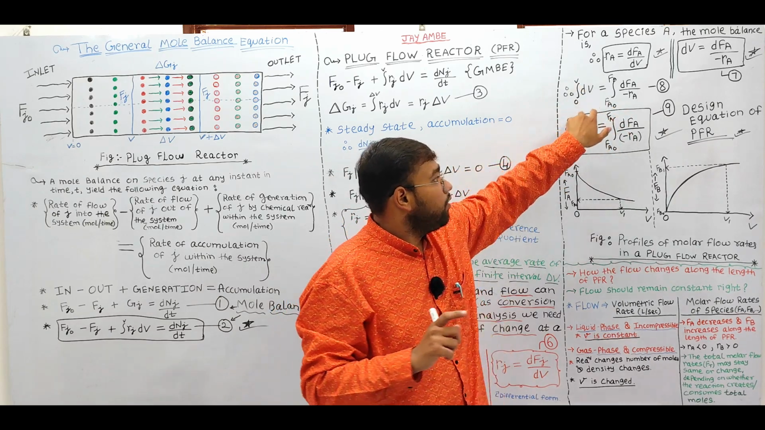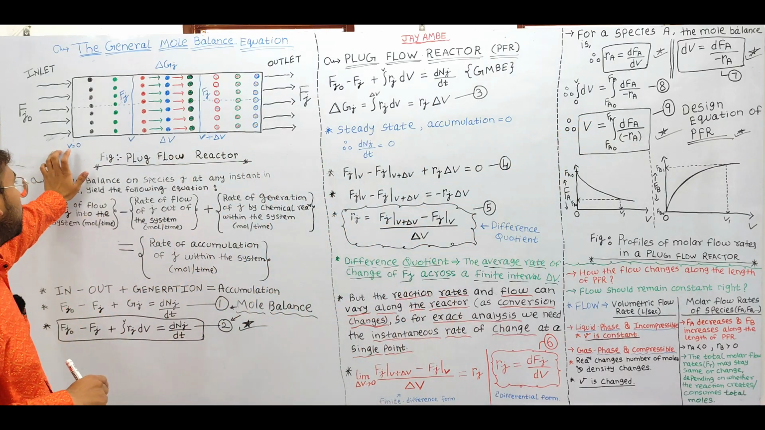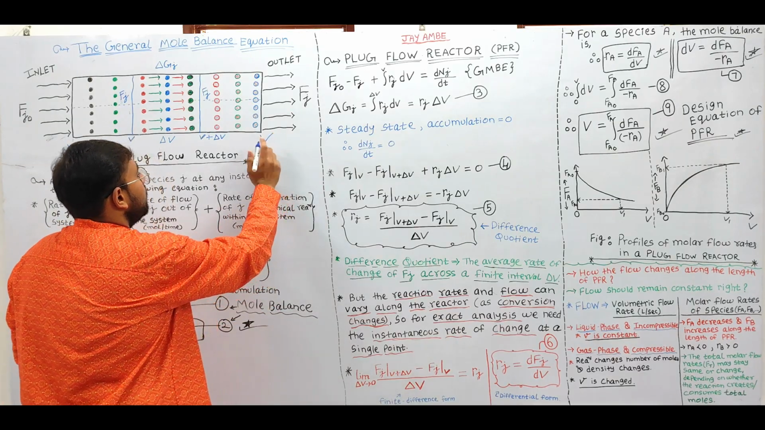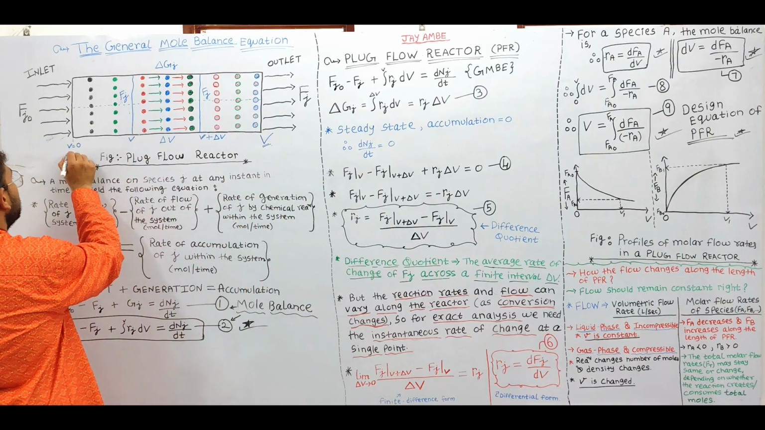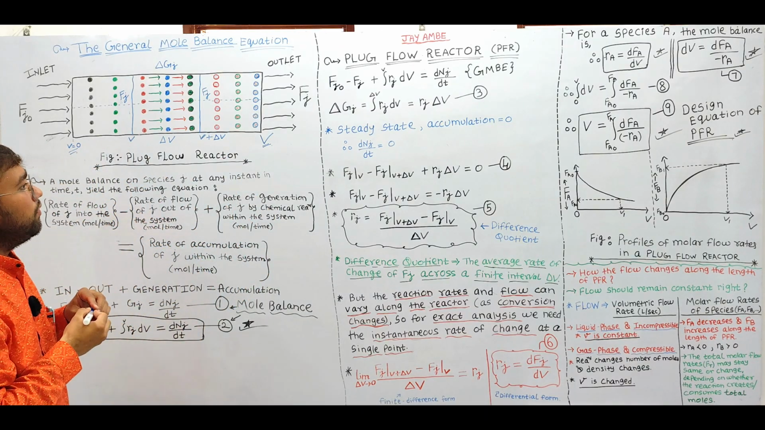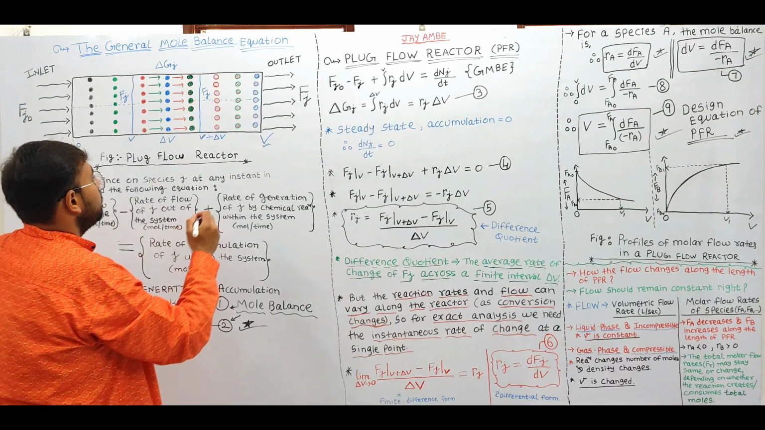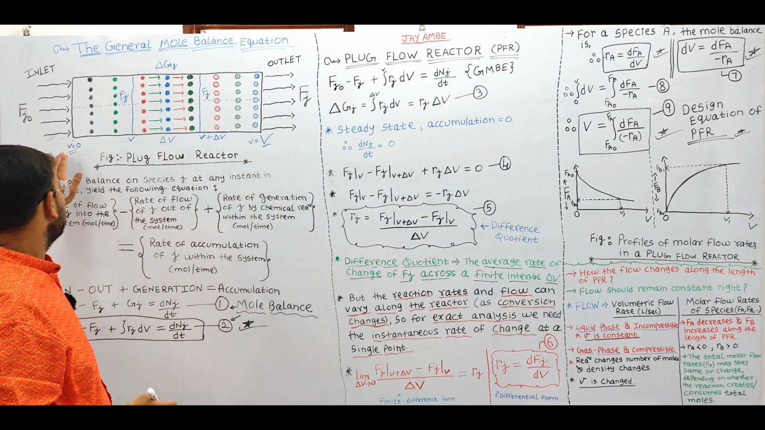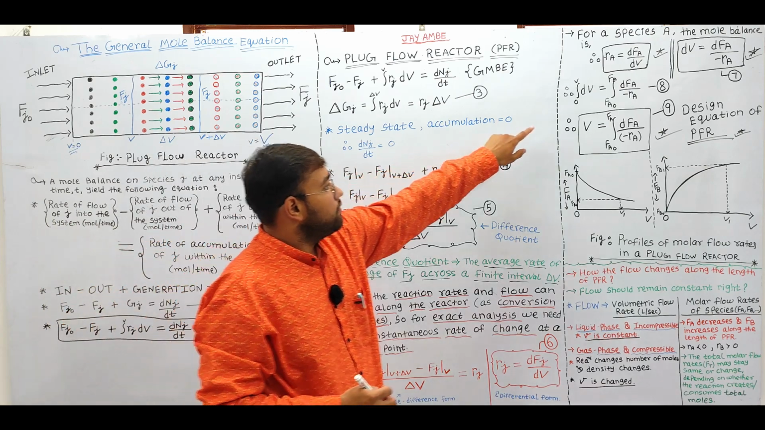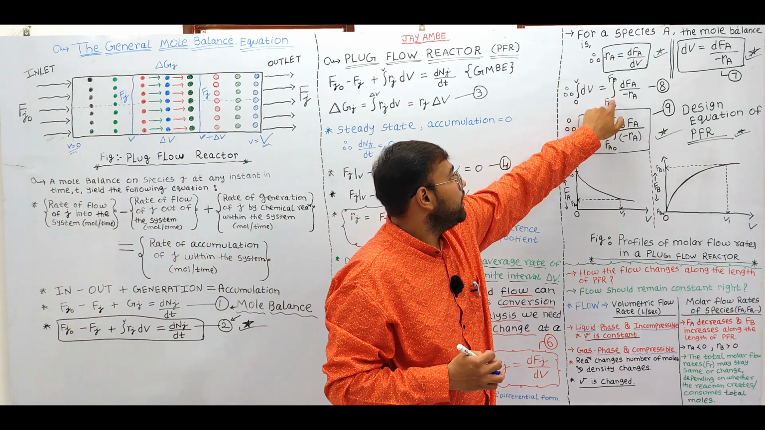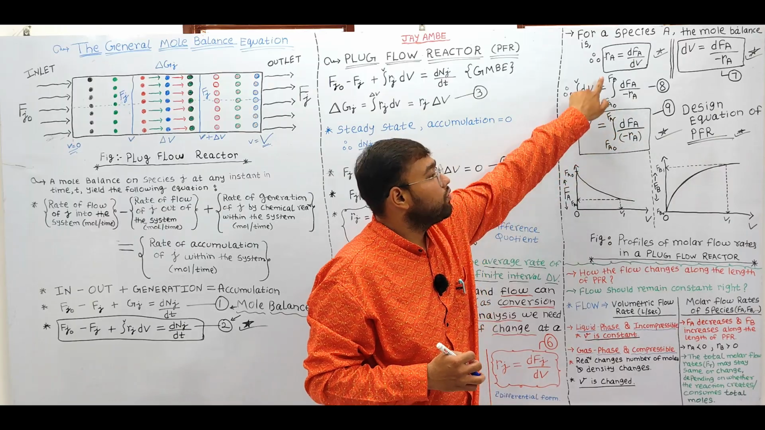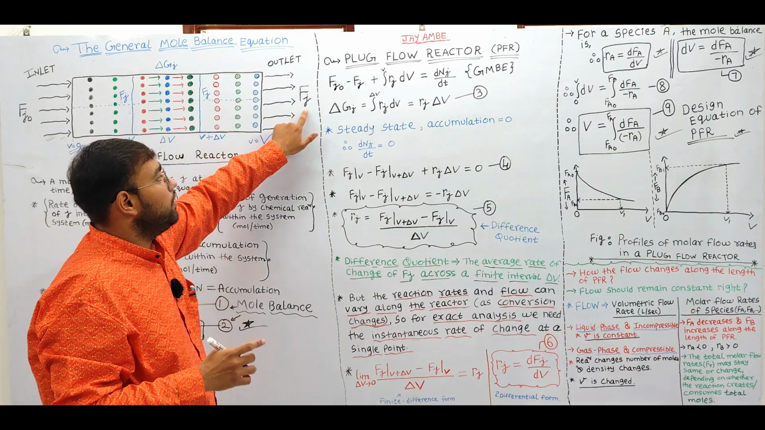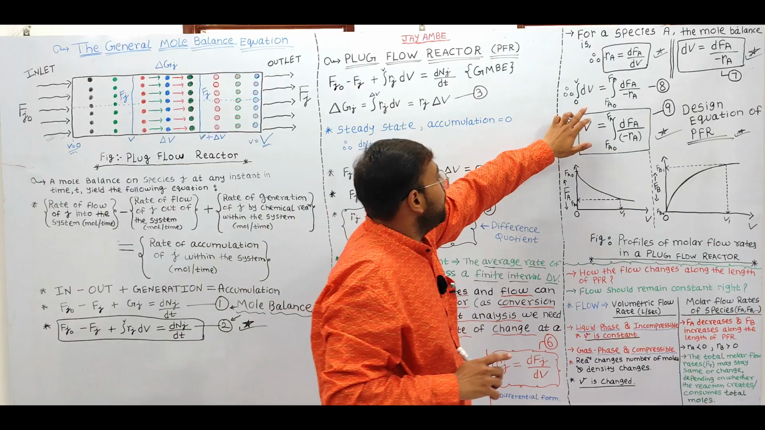So integration of dV with limits from 0 to V, from the initial volume V equal to 0 to the entire volume V, is equal to the integration of dFA upon minus Ra from FA0 to FA, from the initial molar flow rate of reactant FA0 to the final molar flow rate FA. I hope you have understood.